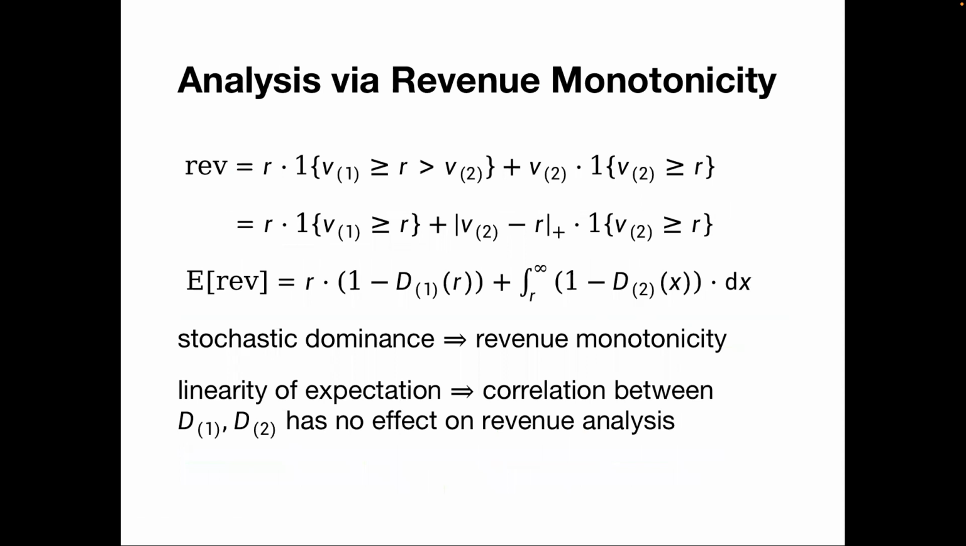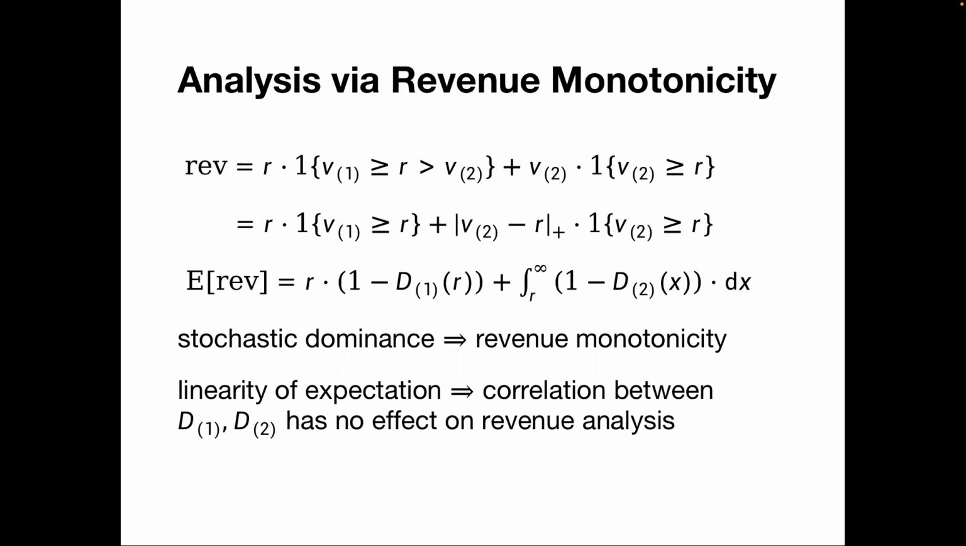Then we need to analyze how many samples are needed for our algorithm to get a good revenue guarantee. The analysis takes two steps, and the first step relies on the revenue monotonicity property of our auction, our anonymous reserve auction.